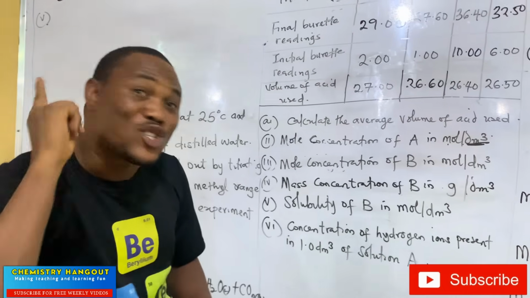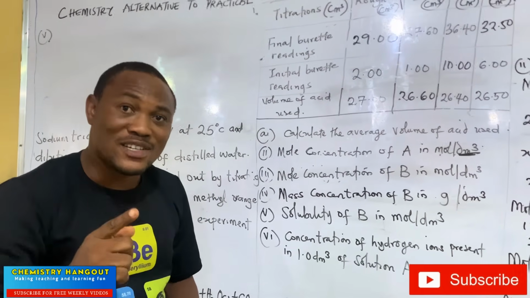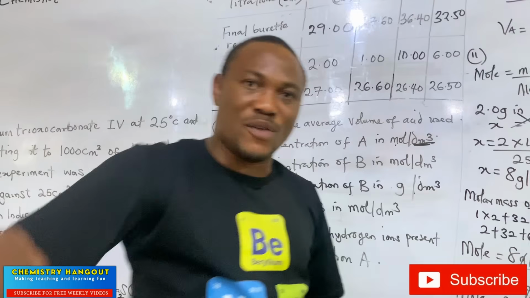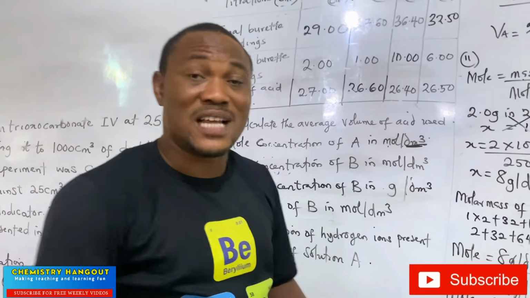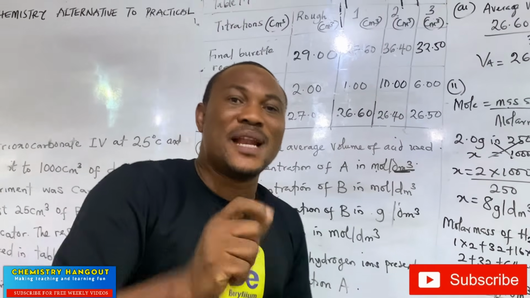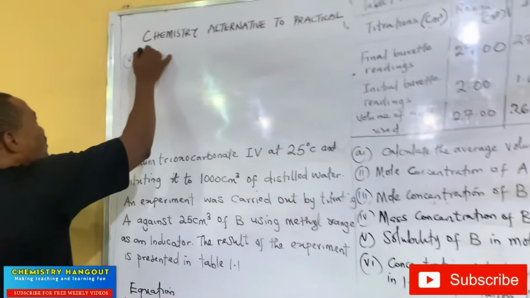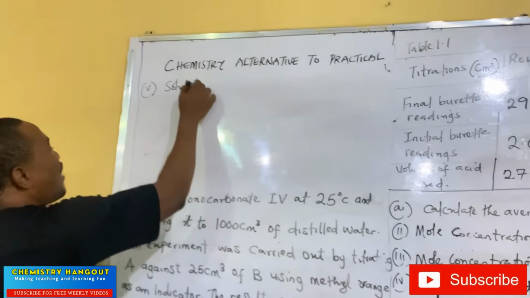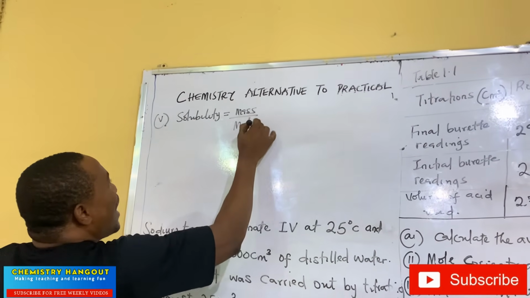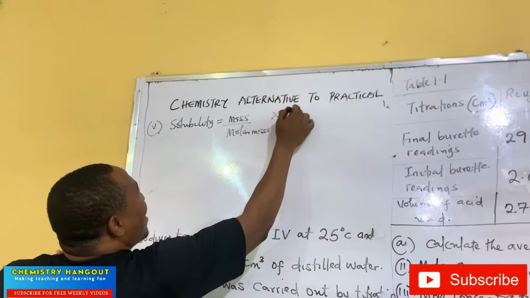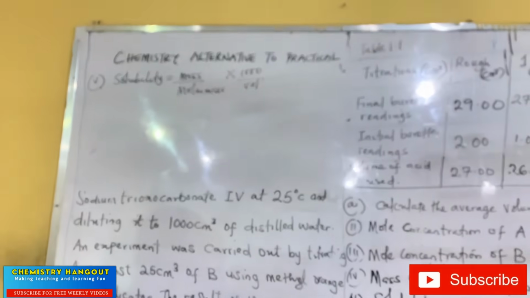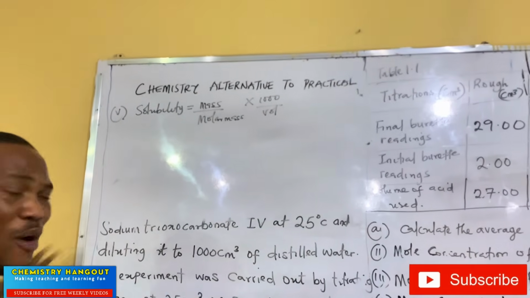Solubility. If you remember the solubility formula, when you did solubility, it is the amount of solute in a solvent in 1 dm cube of the solvent. That's what they define solubility to be. Now, that's not even where I'm going to. Where I'm going to is this. For solubility, they gave you a formula. Look at the formula. Solubility is equal to mass over molar mass times 1000 over volume. If you have done solubility in your school, you should be familiar with this formula. That's the common formula for solubility.